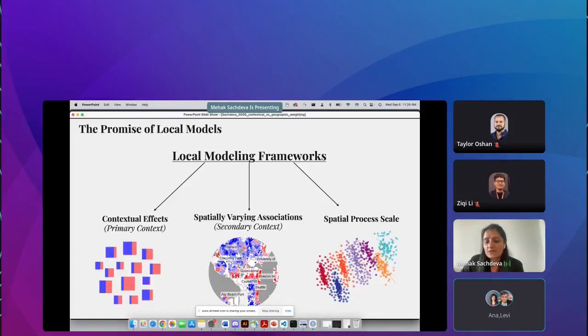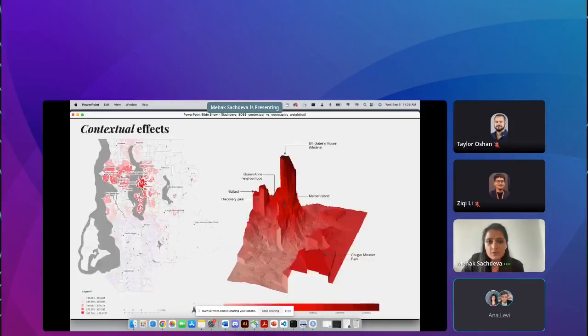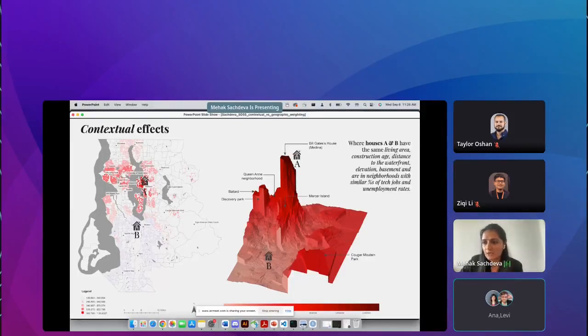So local models give us a way of incorporating context and scale into our modeling frameworks, such that we can improve the modeling of the spatial processes. For example, in a traditional OLS global model, if two houses had the same characteristics, for example, house A and house B, such as square footage of living area or proximity to a waterfront, we would expect that they'd have similar housing prices given a global model.